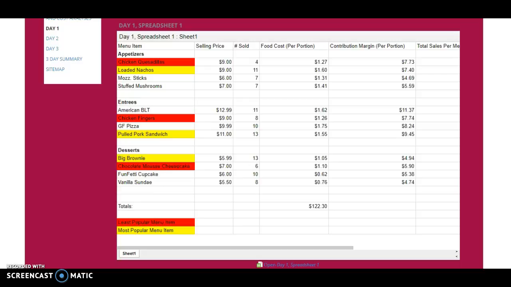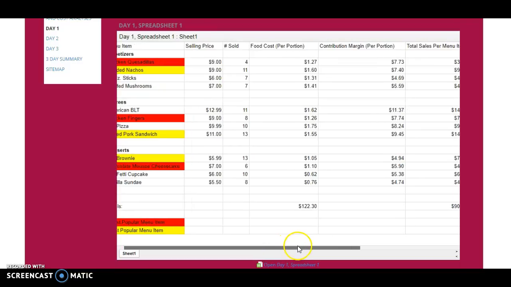So where did I get all these other numbers from? The food cost proportion came from the standardized recipes and cost analyses spreadsheet previous to this one. My contribution margin proportion came from the selling price minus the food cost. So the selling price, for example, for chicken quesadillas is $9. So you subtract that from your food cost, which was $1.27. So the contribution margin per portion for chicken quesadillas is $7.73.